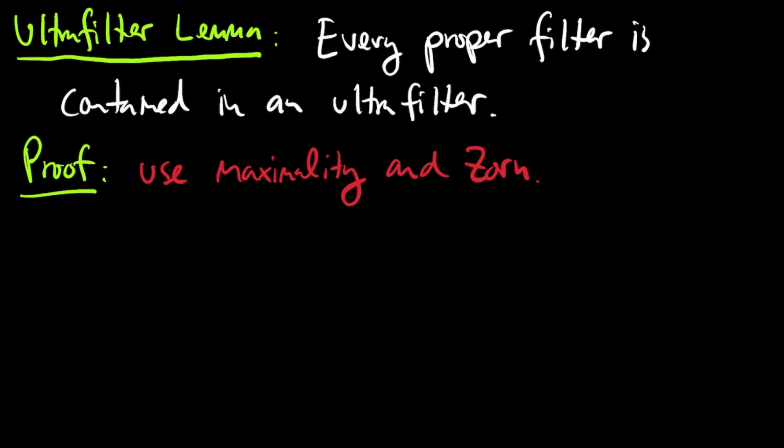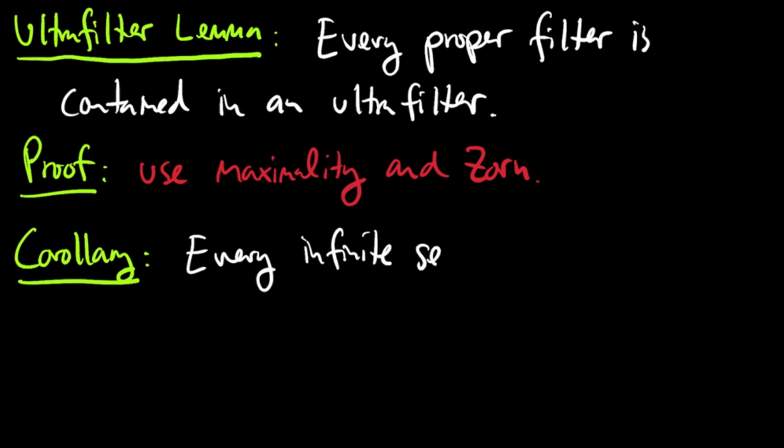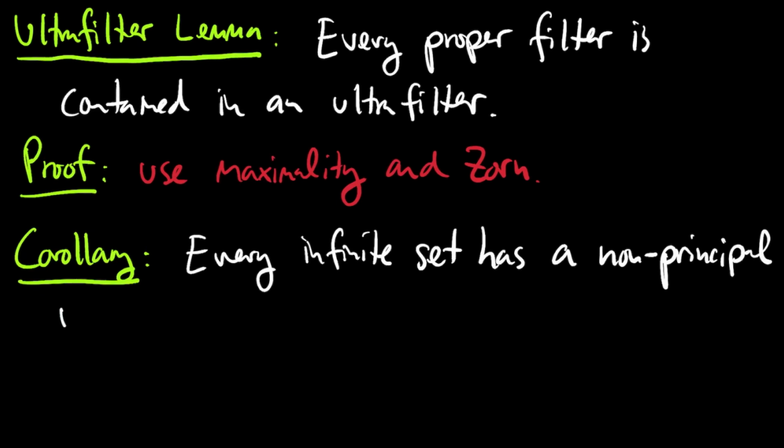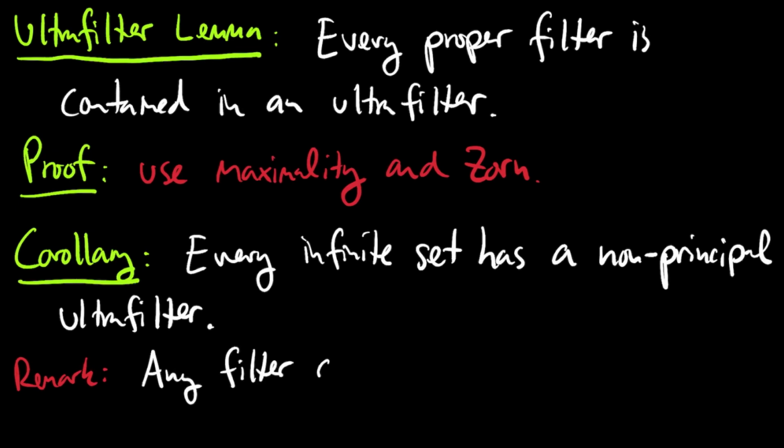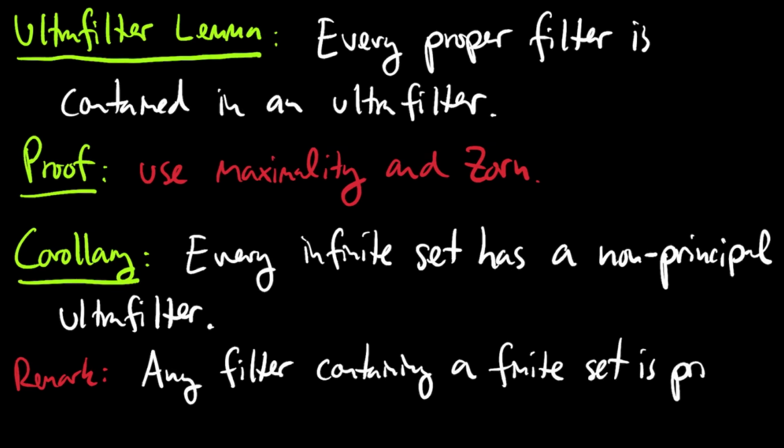Now, principal filters on infinite sets are always ultrafilters, but a corollary of the ultrafilter lemma is that every infinite set has a non-principal ultrafilter. You can prove that by taking the Fréchet filter on an infinite set, and then that, by the ultrafilter lemma, will be contained in an ultrafilter. And the resulting ultrafilter cannot be principal. In fact, it can't contain singletons or any finite sets because it contains the complements of all the finite sets.